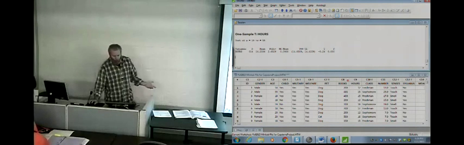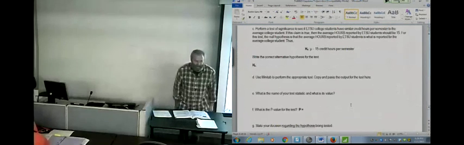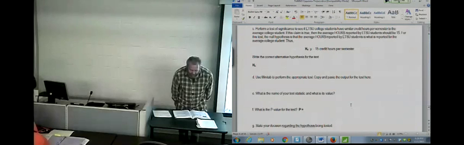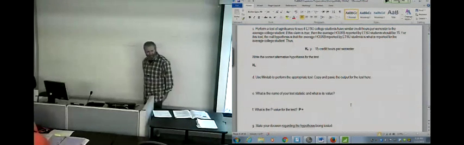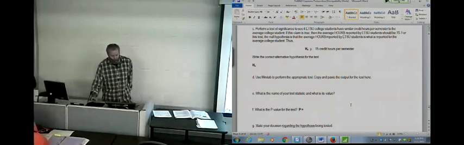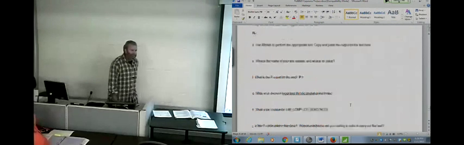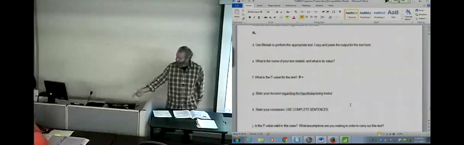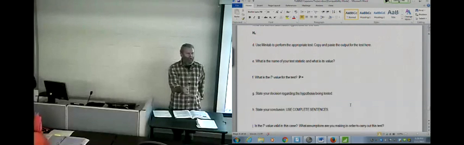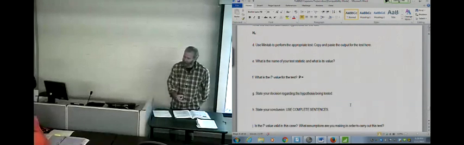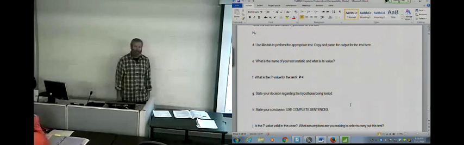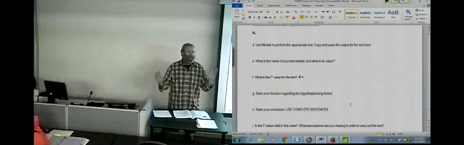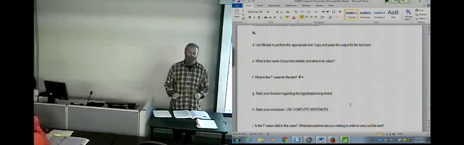Copy and paste. What is the name of your test statistic and what is its value? You're looking at a t, right? It's a t-score. It's a t-test statistic, and its value is minus 8.24. What is the p-value for your test? Well, we just read it. It's going to be in the output. It's 0. All right? It says, state your decision regarding the hypothesis being tested. Do you want to reject H0 or do you not want to reject H0?